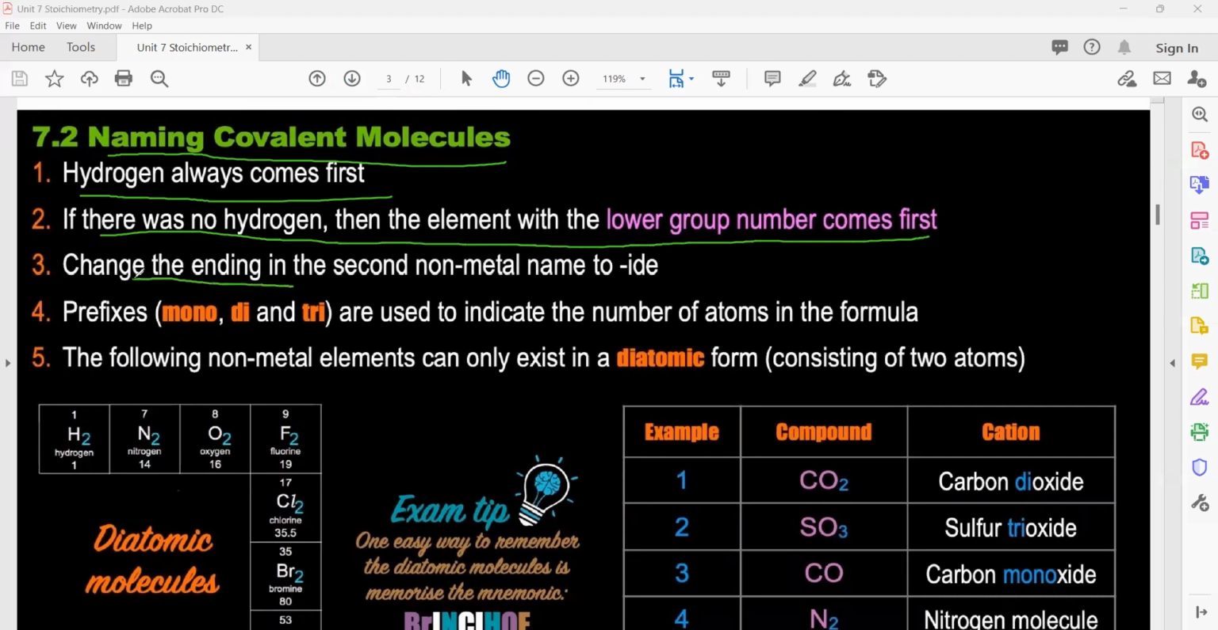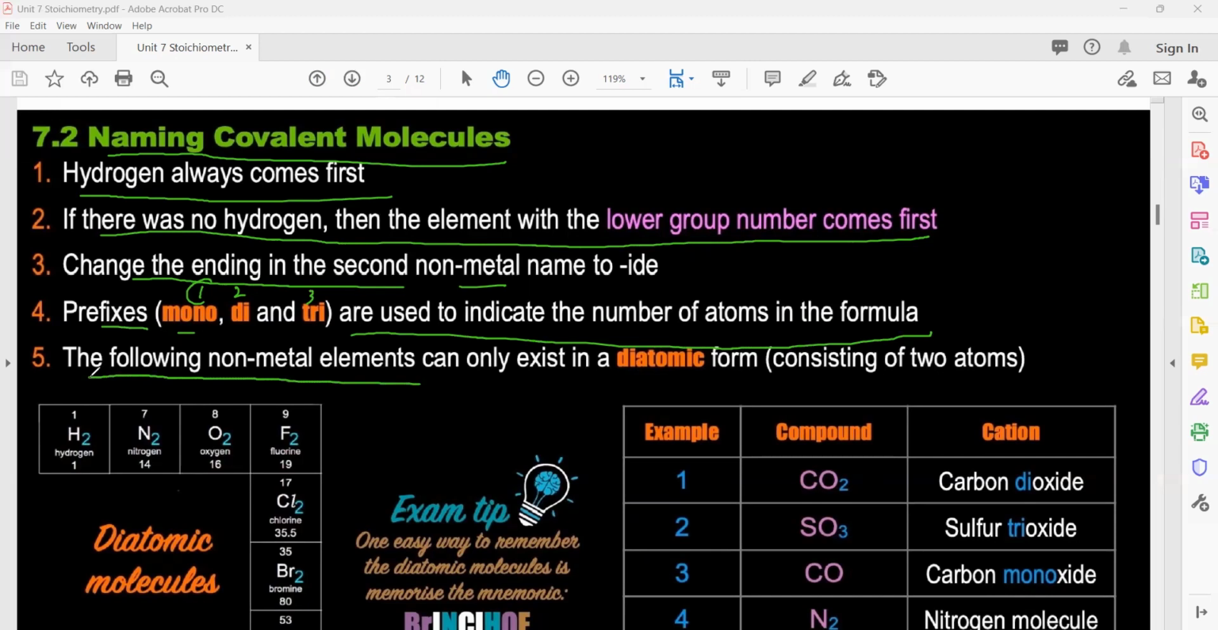Change the ending of the second non-metal to "ide". Also, prefixes are used. Mono means 1, di means 2, tri means 3, and they are used to indicate the number of atoms in the formula. So they use monoxide, dioxide, trioxide. These are telling the number of atoms in the formula.